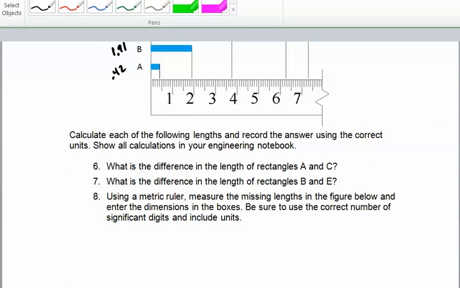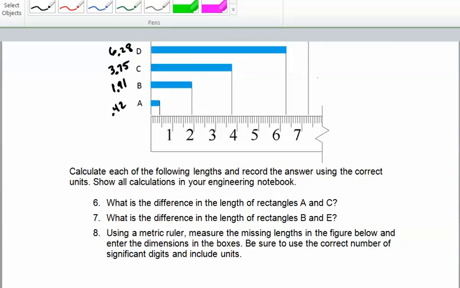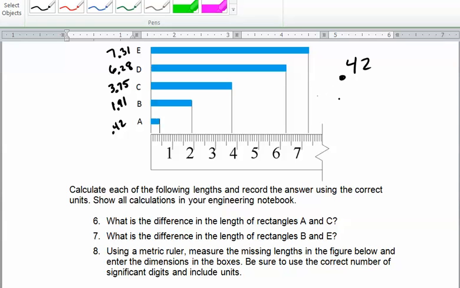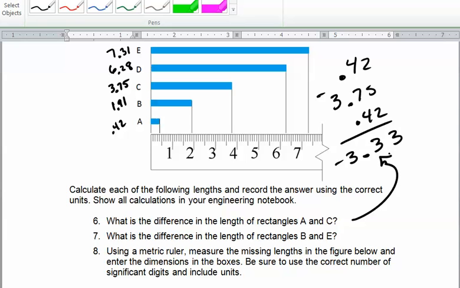Number 6, what is the difference in the length of rectangles A and C? Well, let's go back up a little bit so we can still see them. Difference means subtraction. So, A is 0.42. I don't know why these things won't stay. It's frustrating a little bit. And C is 3.75. I subtract, and I just realized my number is going to be negative, so I get 3.33, and it's a negative. All right, there's the difference between the two of them.